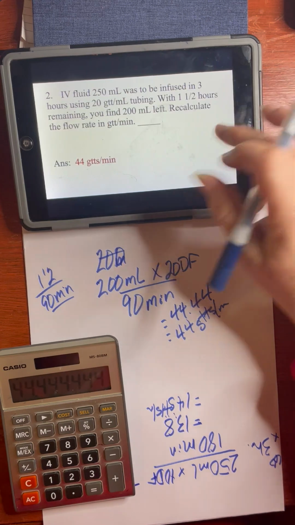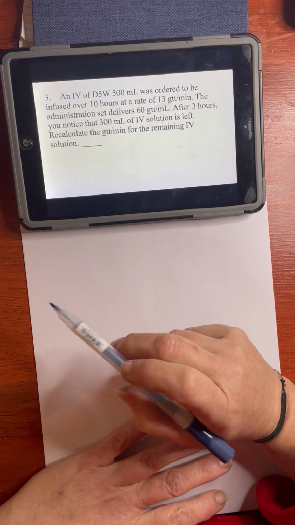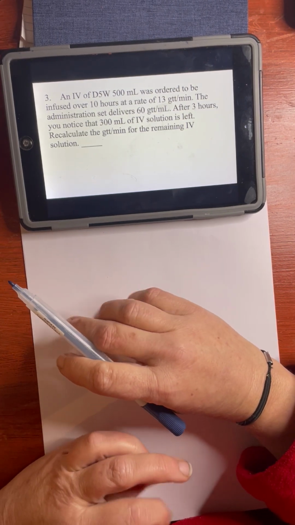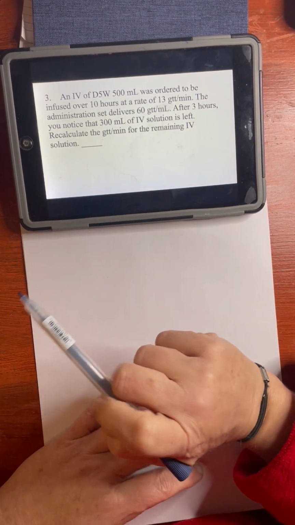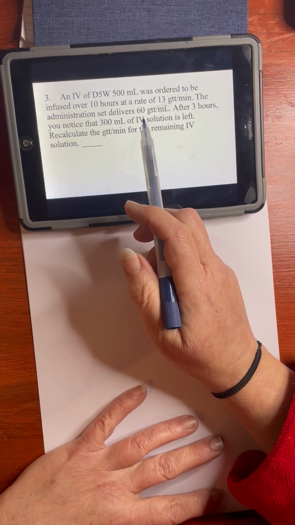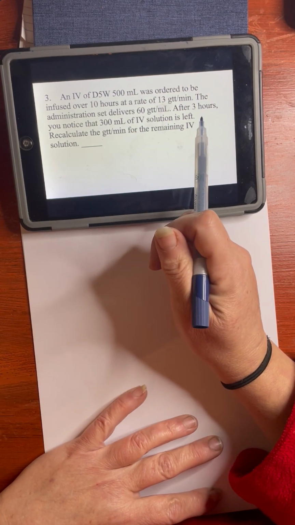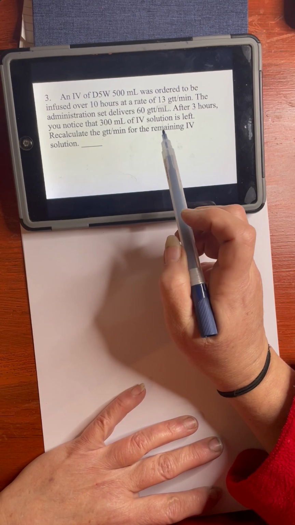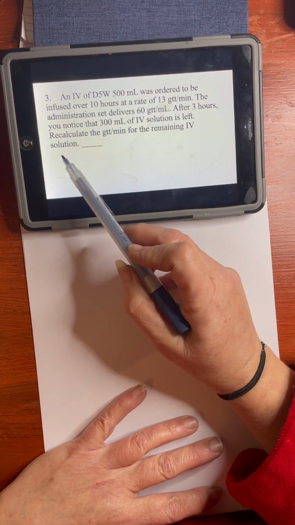Right here in front of everybody. Dadgummit. All right, look at this. An IV of D5W, 500 milliliters, was ordered to be infused over 10 hours at a rate of 13 drops per minute. The administration set delivers 60 drops per milliliter. That's the drop factor. After 3 hours, you notice that 300 milliliters of IV infusion is left. Recalculate the drops per minute for the remaining amount.